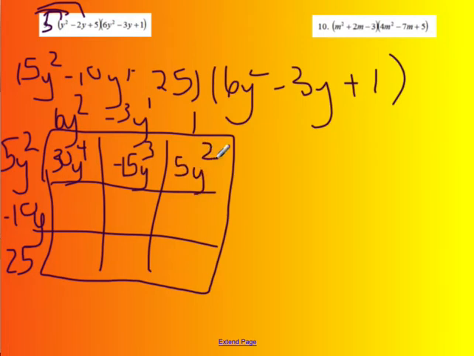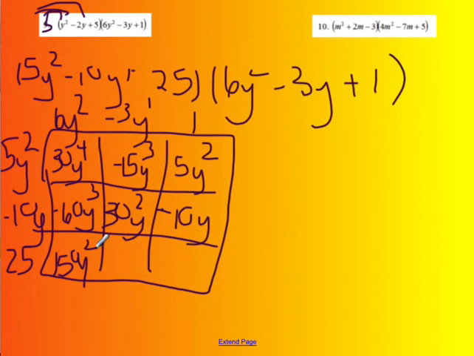Next, negative 10y times 6y squared is negative 60y cubed. Negative 10 times negative 3 is negative 30. Add our y's, and that's going to be y squared. Negative 10y times 1 is negative 10y. So then 25 times 6 is going to give me 150y squared. 25 times negative 3 is going to give me a negative 75, and that's going to have a y. And 25 times 1 is just going to be 25.